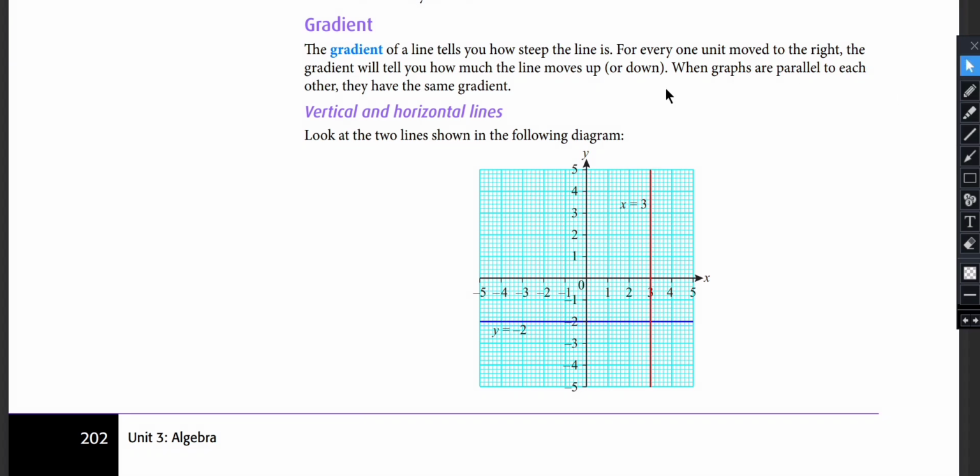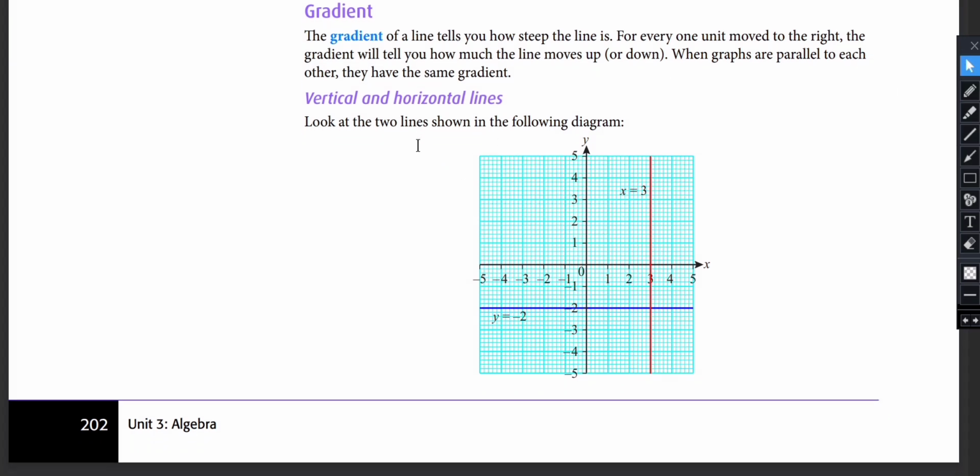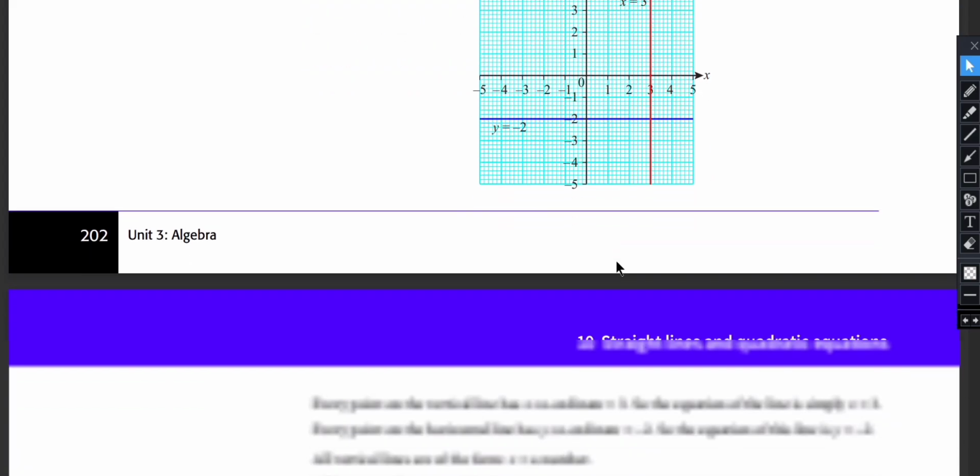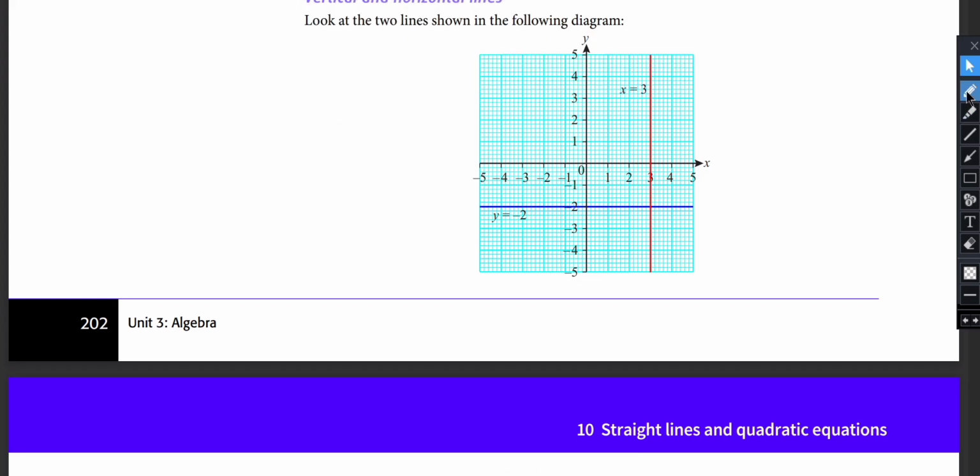Okay, so we can see vertical and horizontal lines. Look at the two lines shown in the diagram. This is y is equal to -2, because the intercept is -2, and this is x is equal to 3. Let's make the equation y is equal to mx plus c. This is the formal way of writing an equation of a line.